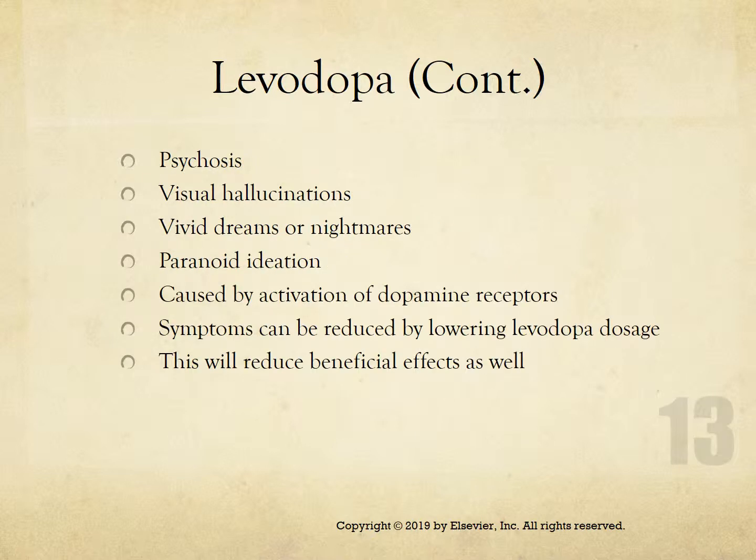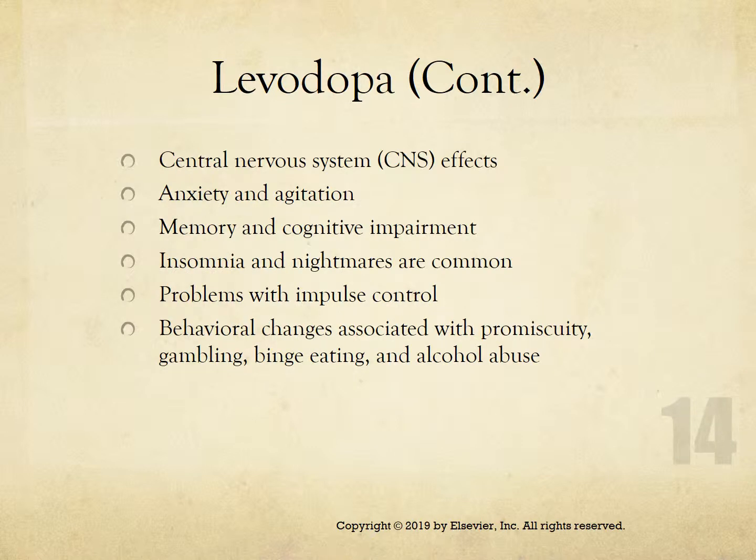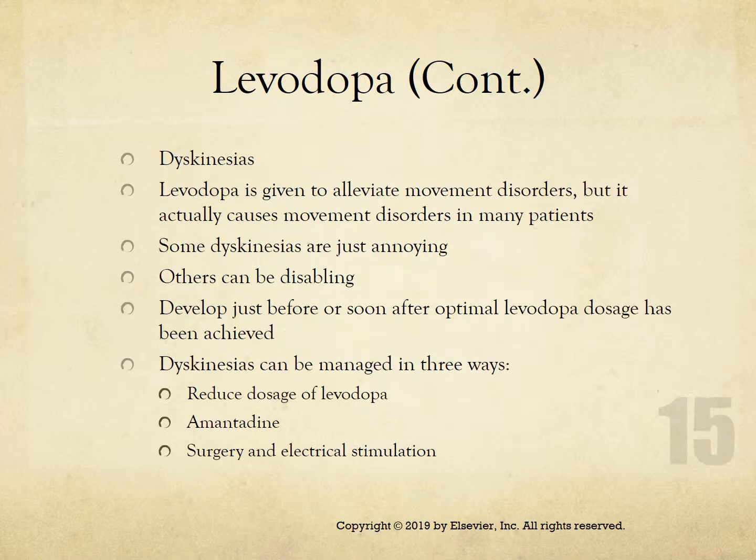There can be psychosis, visual hallucinations, vivid dreams or nightmares, paranoid ideation, and all these can be helped by reducing the dose. You can have central nervous system effects: anxiety, agitation, problems with memory, insomnia, impulse control problems, and behavioral changes such as gambling, promiscuity, binge eating, and alcohol abuse. You can have the dyskinesias.